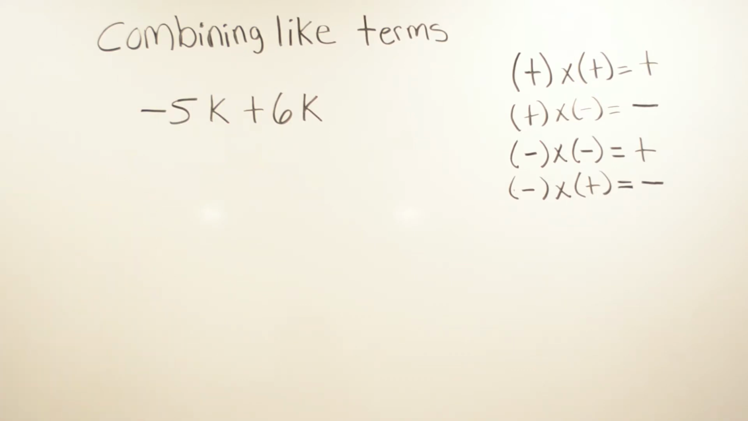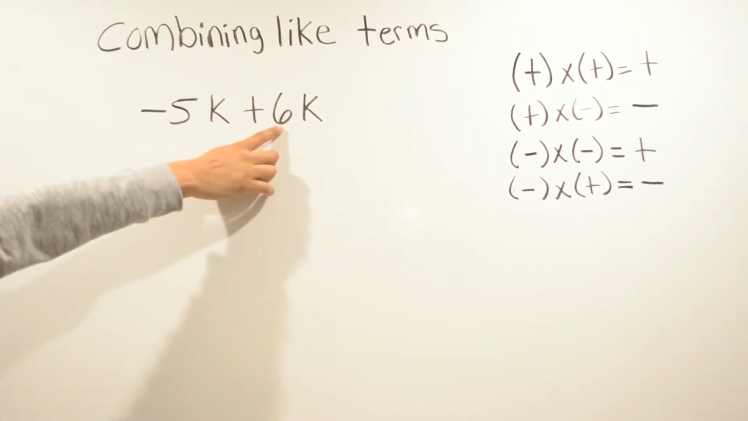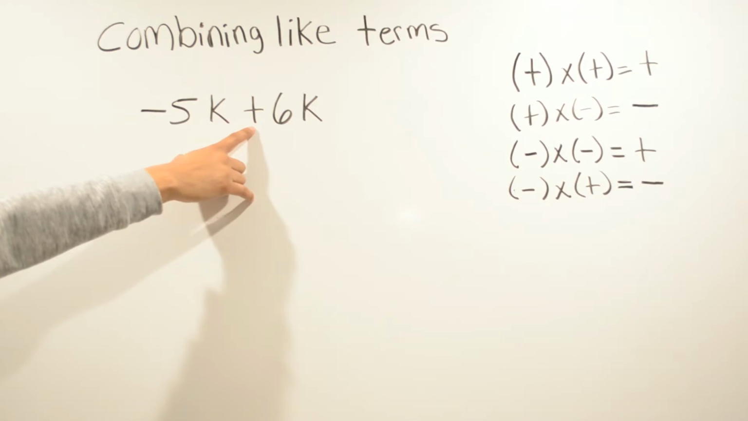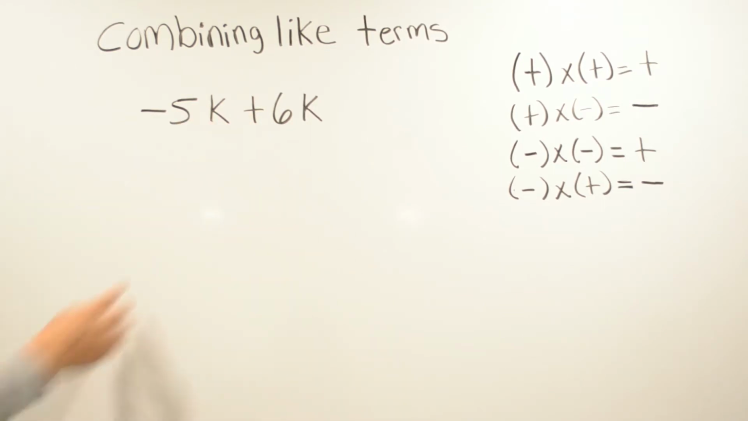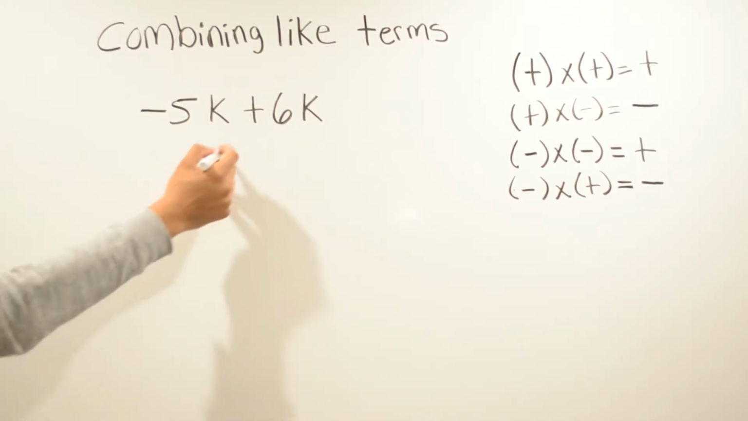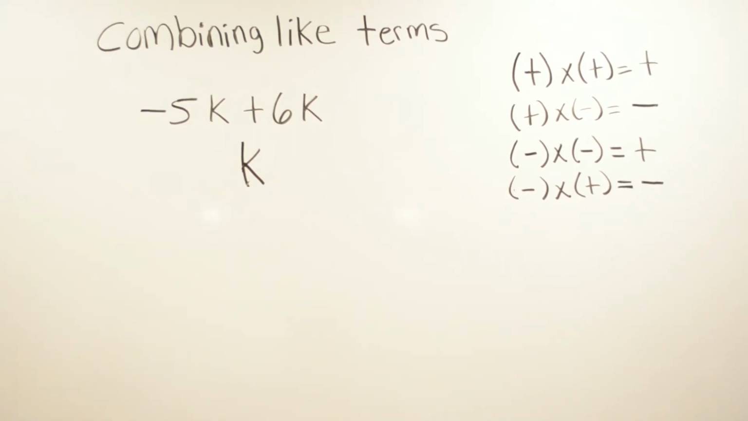In this case, we're going to look at what number is bigger, 5 or 6. 6 is the biggest number, so then we're going to look at what sign is in front of the 6. It's a positive, so your answer is going to be a positive. So we're going to go ahead and say 6 minus 5 is going to be 1, or you can just write it as k. And that's going to be your answer.